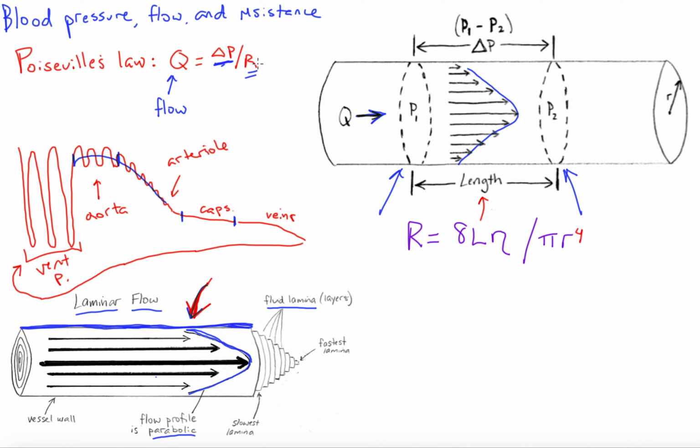Plug that back over into Poiseuille's law. If the resistance doubles, then what happens to the flow? Does it double too? No. Remember, inversely proportional, so sort of the opposite effect. If the resistance were to double, then flow would be cut in half. So every time you double the length of your garden hose, the flow out the end of your hose at a given pressure would be cut in half.